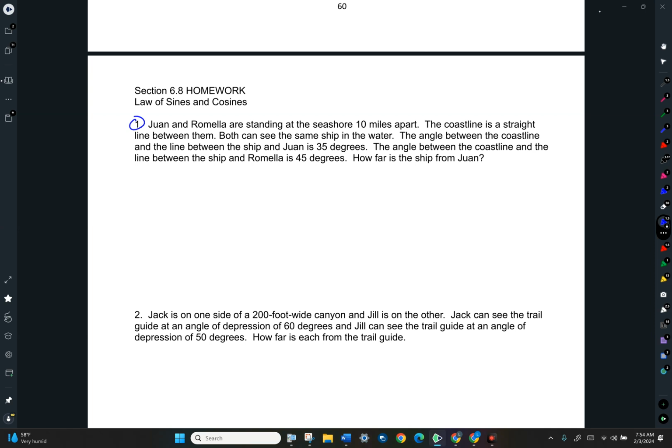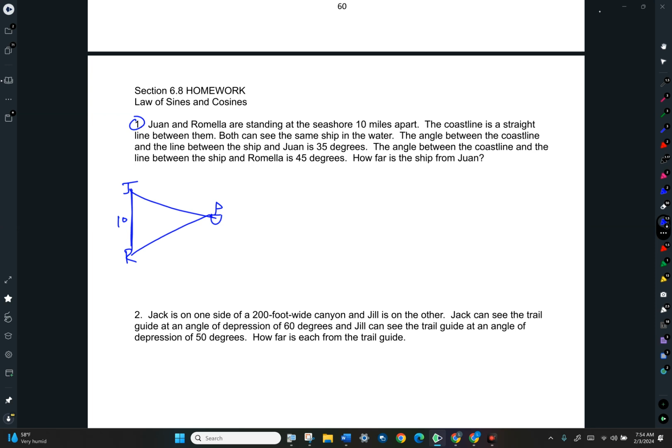It says, Juan and Ramela are standing at the seashore 10 miles apart. The coastline is a straight line between them. So let's say here's Juan, here's Ramela, and the coastline is a straight line between them, 10 miles apart. Both can see the same ship in the water. So let's say here's the ship in the water. With those three things, we can see this triangle that's formed.